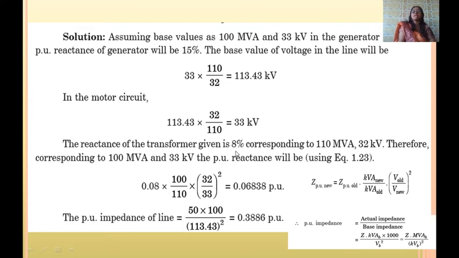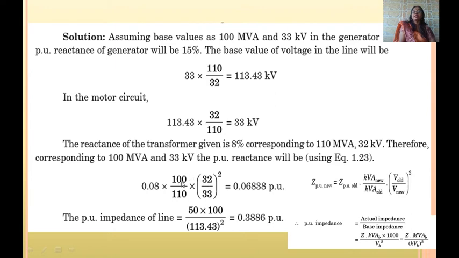The reactance of the transformer is given as 8% corresponding to 110 MVA, 32 kV. Therefore, we need to find it for 100 MVA and 33 kV. This 8% is given for this value. As we have selected base values of 100 MVA and 33 kV, we have to find the per unit reactance by this formula: Z per unit new is equal to Z per unit old times kVA new upon kVA old into V old upon V new, whole bracket squared.